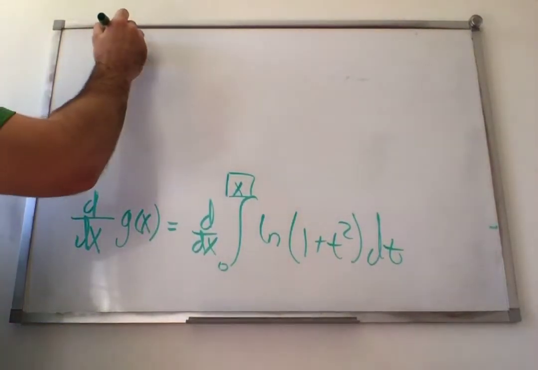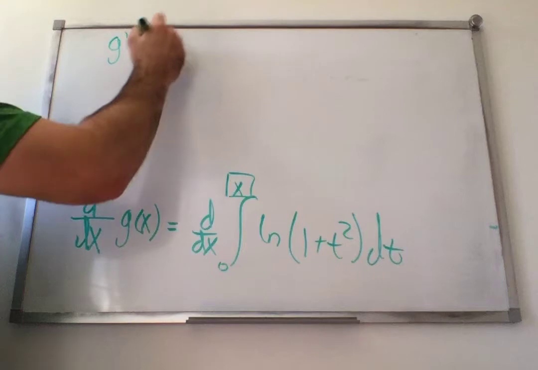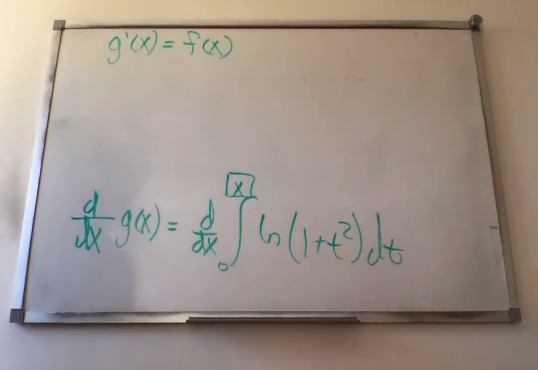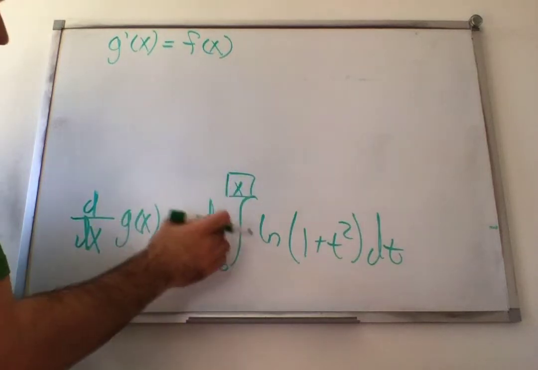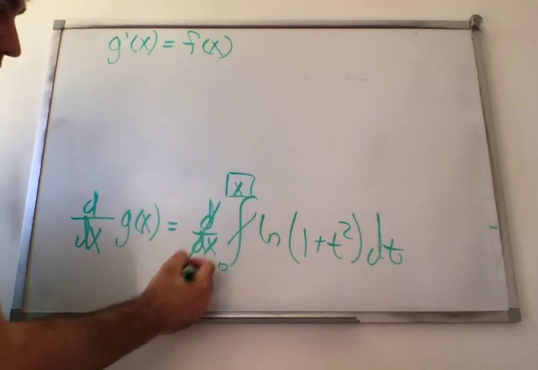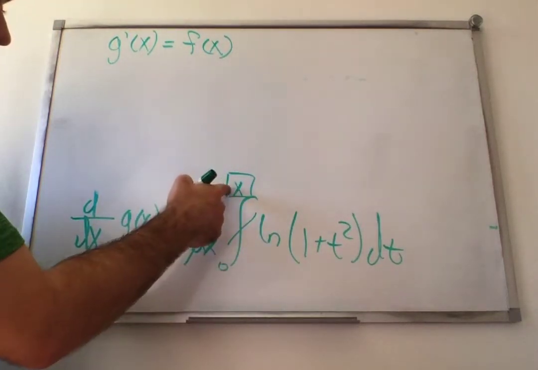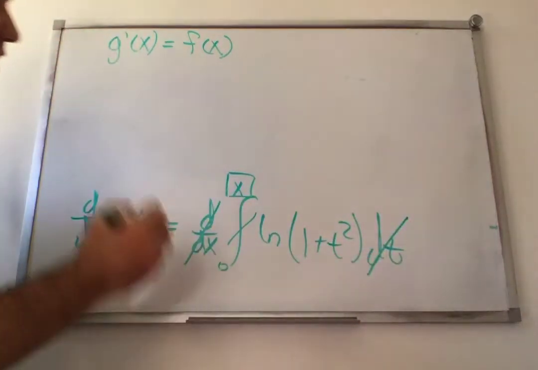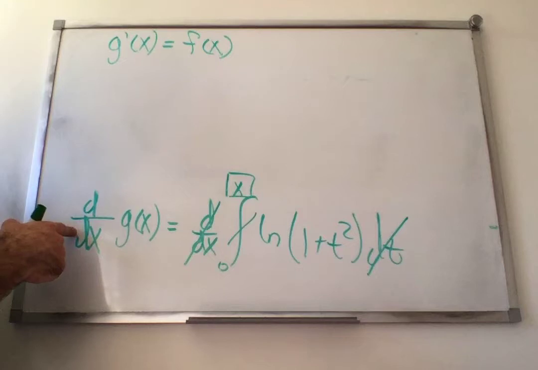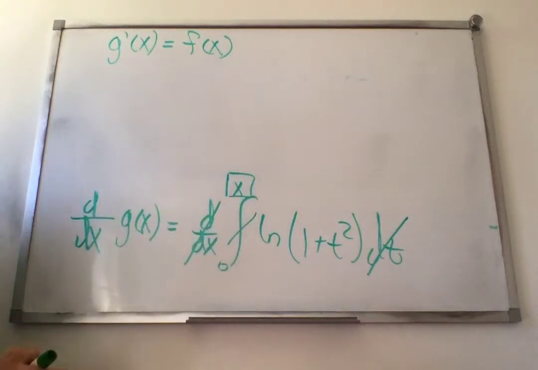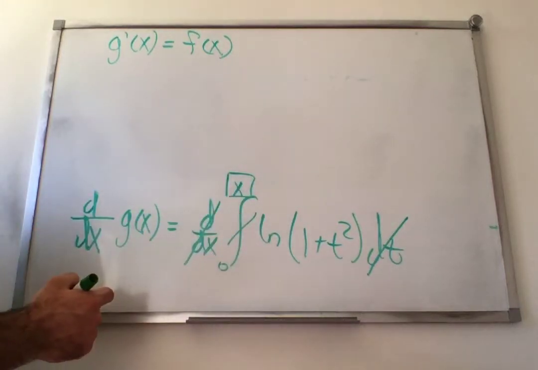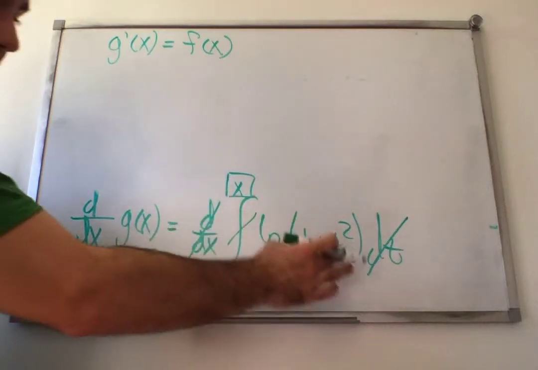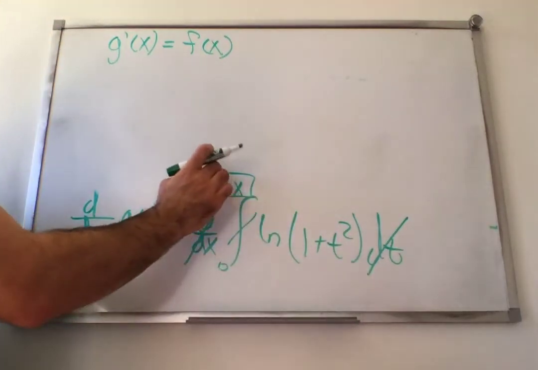So we're just using the fact that the derivative is equal to the function at x. That just means get rid of the integral sign, get rid of the derivative sign, plug in x for everywhere you see t. Get rid of the dt. That's all that is saying. When you want to find the derivative of an integral function, the function and the derivative cancel, and you evaluate your function at the upper limit.